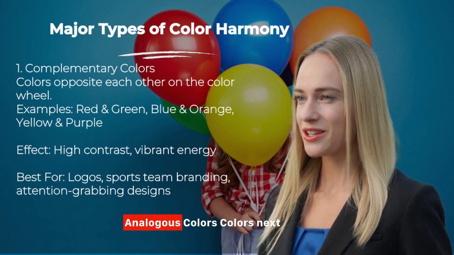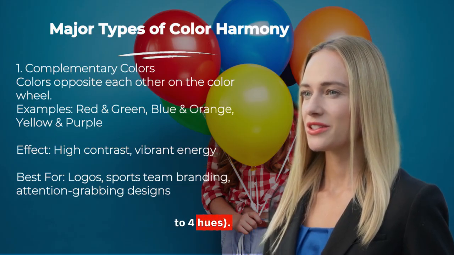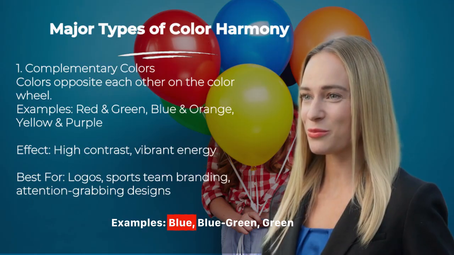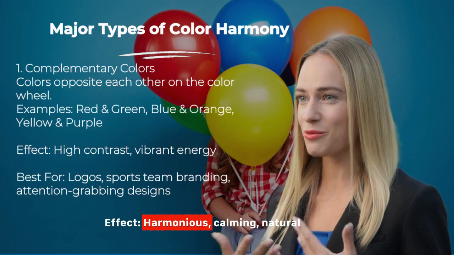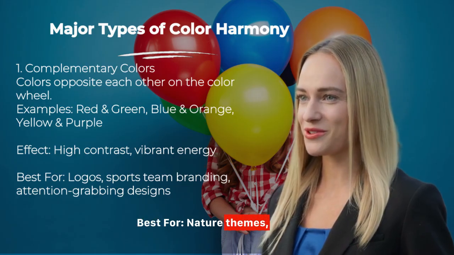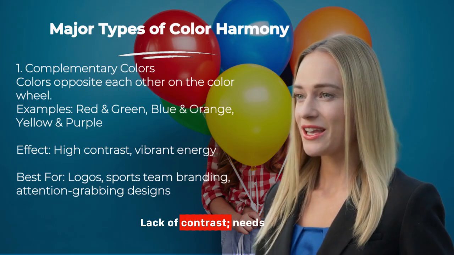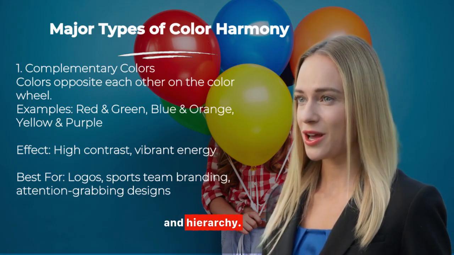2. Analogous colors. Colors next to each other on the wheel, usually 3 to 4 hues. Examples: blue, blue-green, green. Effect: harmonious, calming, natural. Best for nature themes, peaceful designs, gradients. Risks: lack of contrast, needs a clear dominant hue and hierarchy.